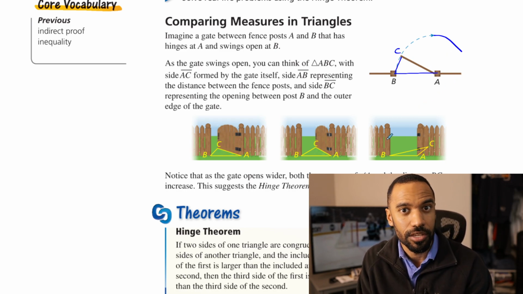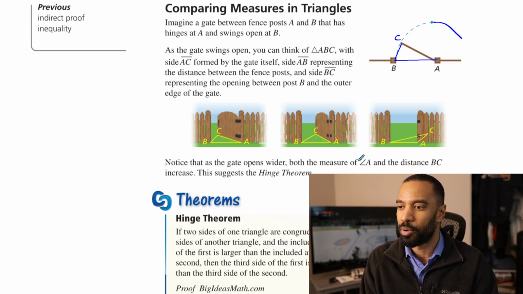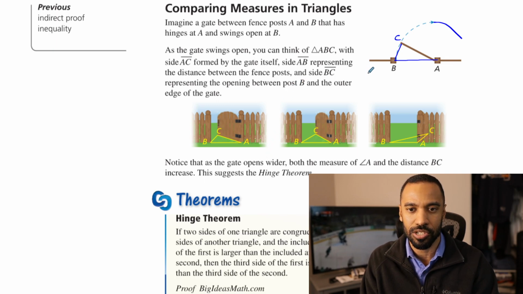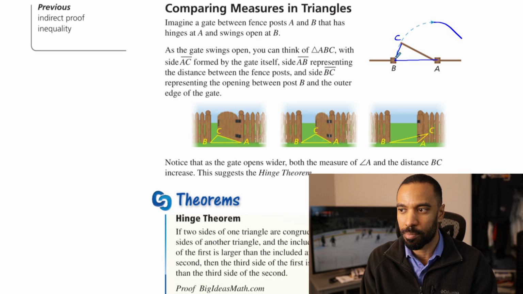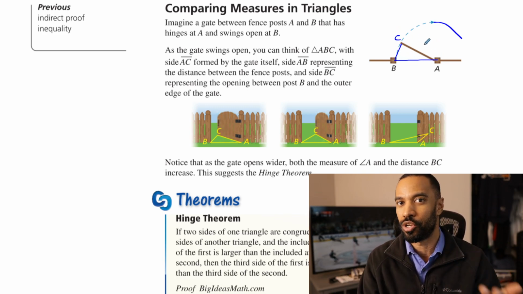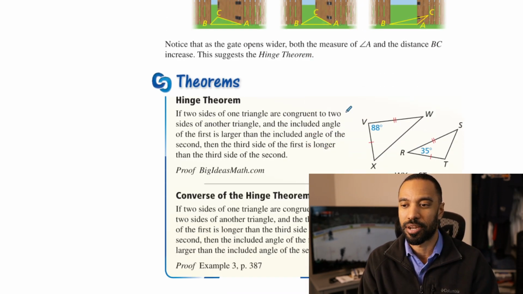Well, what are they trying to tell you about this? I want you to think about what they're trying to say. Notice as the gate opens wider, both the measure of angle A and the distance BC increase. This suggests the hinge theorem. So my guess as we're comparing measures in triangles is the distance from A to B doesn't change, the distance from A to C doesn't change, but as we swing it open, we create a new kind of triangle with new angles and a new third side length. Let's see what they want to say about it.